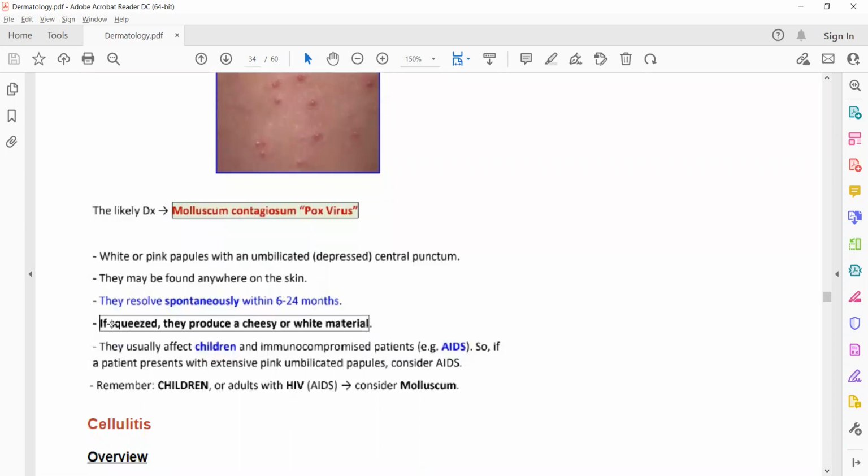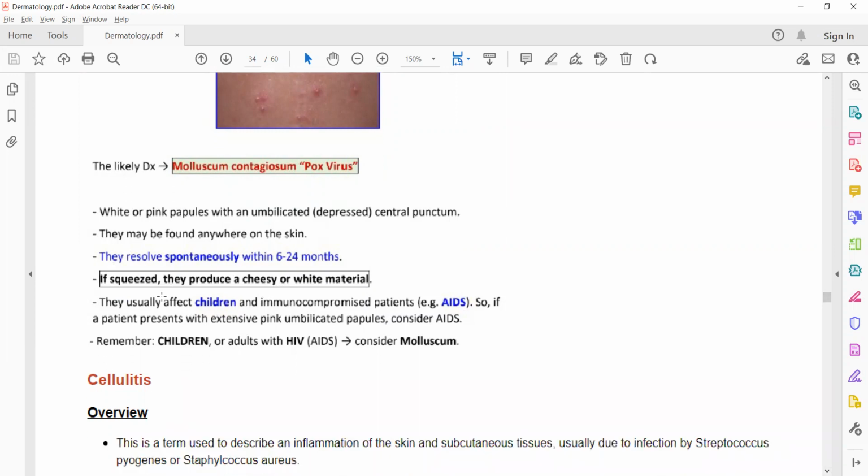One other important point is that if they are squeezed with fingernails, they produce a cheesy or white material. They are common usually in children and in patients with AIDS. So if an adult presents to you with extensive pink umbilicated papules, then HIV screening is necessary, or you will consider a diagnosis of AIDS as well. So if an adult presents with molluscum contagiosum infection, then you will do a screening for HIV.